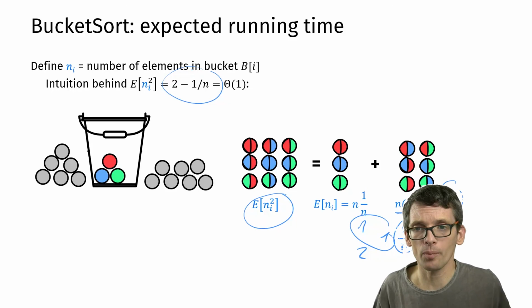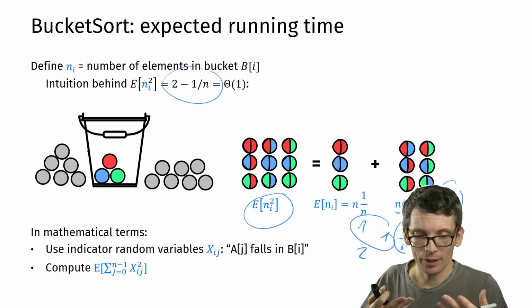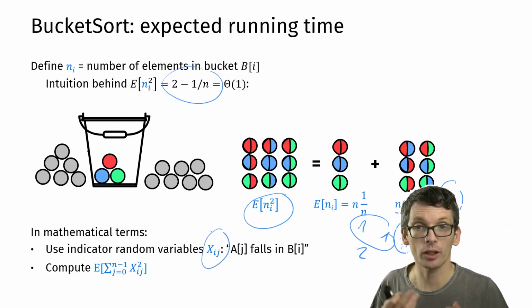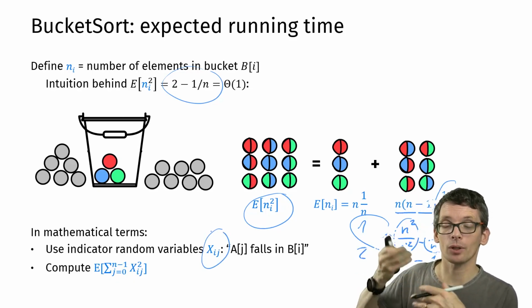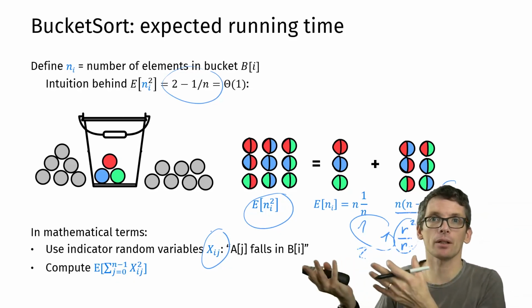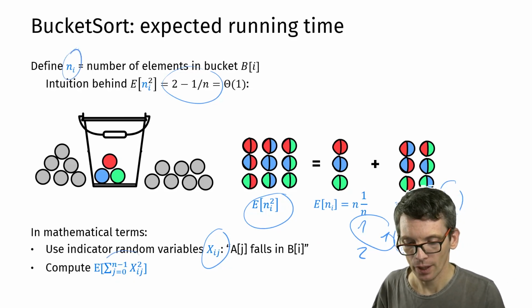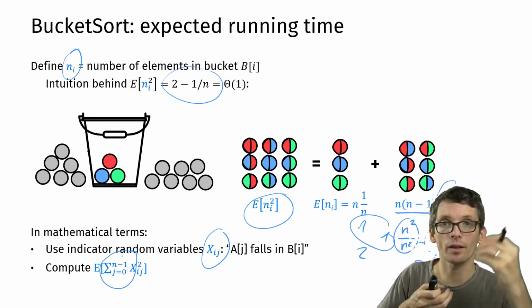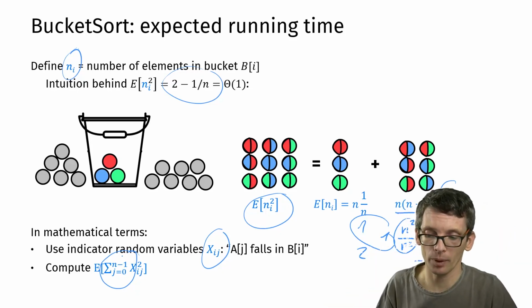If you want to do this mathematically, and maybe if you're used to it, that is actually the simpler way for you to do it. Essentially what we're using here are so-called indicator variables. So we have this xij, which says that element j, in this case ball number j, falls into bucket i. We can express Ni as this sum, namely the sum over all of the balls, whether they fall into the bucket or not. And we want to compute the expectation of that.